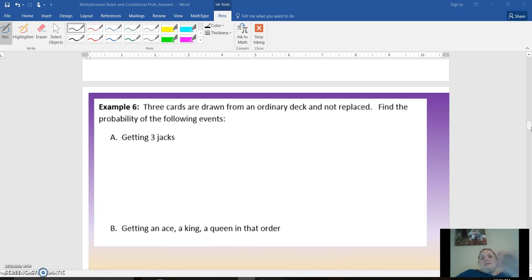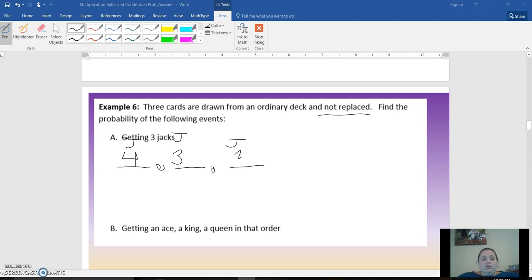All right, so we're going to do this as if we don't replace, and we want 3 jacks. So that's the first jack, second jack, third jack, and this means jack, and a jack, and a jack. All right, there are 4 jacks, and then I pull 1 out, and then I get 3 jacks, and I pull 1 out, and I get 2 jacks.